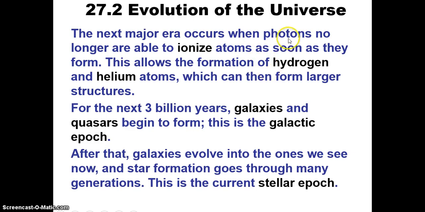Anyhow, so in this next era, the photons are no longer ionizing the atoms. They're no more able to ionize atoms as soon as they form, and so this next era is really the point where hydrogen and helium atoms begin to form. Okay, so this is actually a really important step.